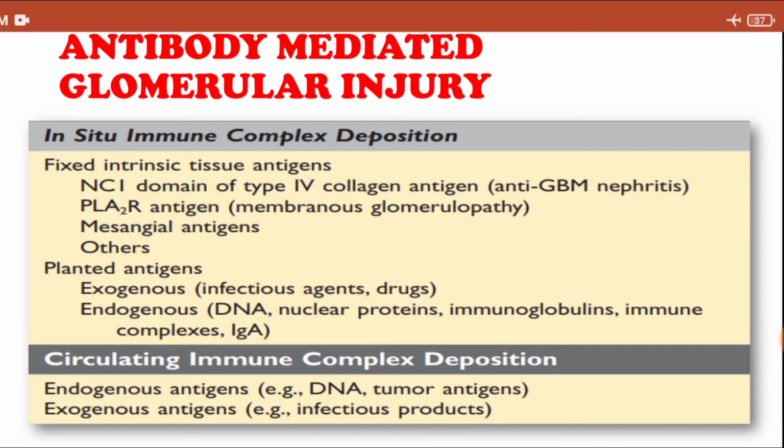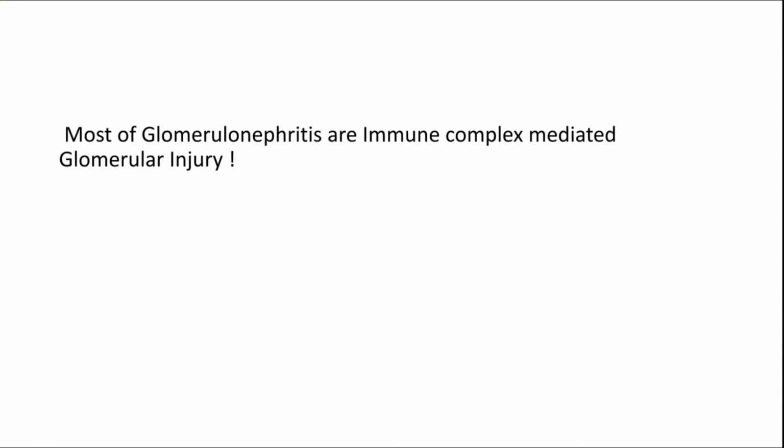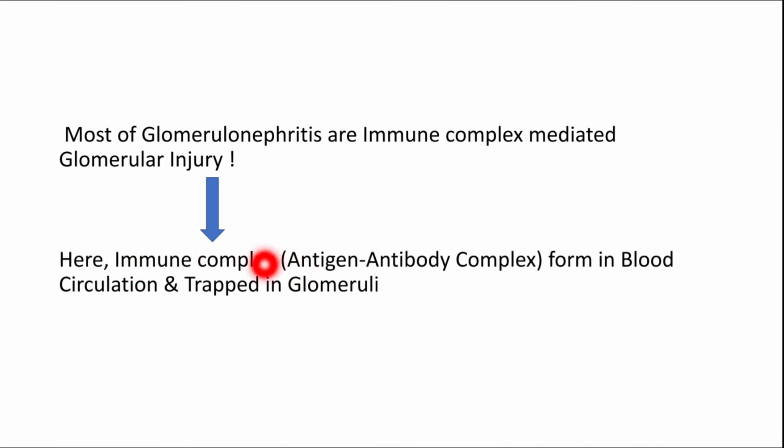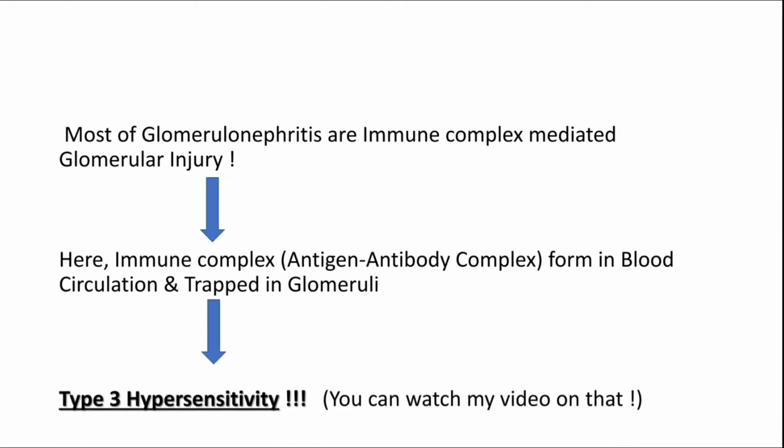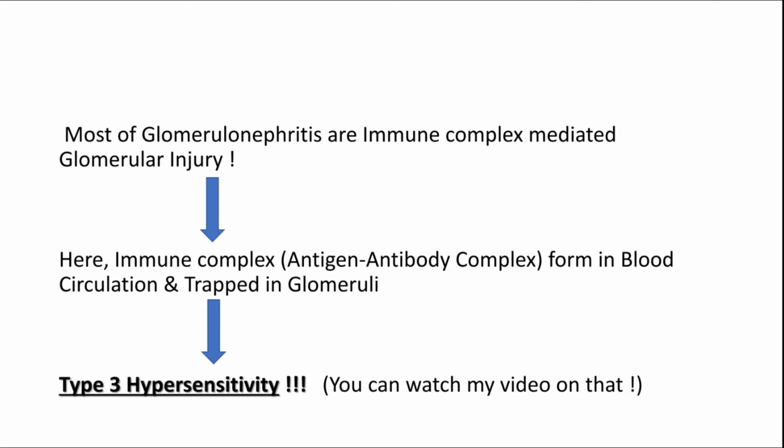Understand? So basically, in antibody mediated glomerular injury, there is a formation of antibody against the antigen. They will form the immune complex, and the immune complex will mediate the glomerular injury. We will understand how. Most glomerulonephritis is an immune complex mediated glomerular injury. Here the immune complex will form in the blood circulation or in the glomerulus. If it is formed in the blood circulation, then it will ultimately get trapped in the glomerulus, right? And this deposited immune complex in the glomerulus will mediate a type 3 hypersensitivity reaction.